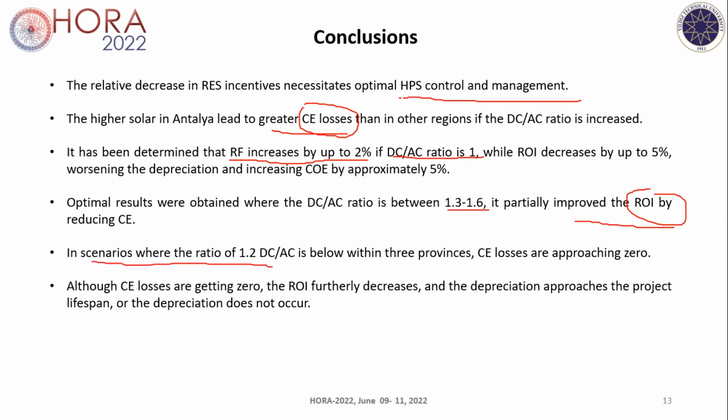In scenarios where the DC-AC ratio is 1.2 and below for the 3 provinces, clipping energy losses are approaching 0. Although clipping energy losses are getting 0, return of investment further decreases and depreciation approaches the project lifespan, or depreciation does not occur.